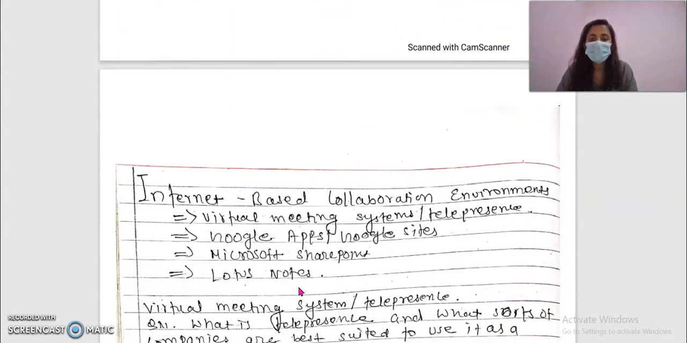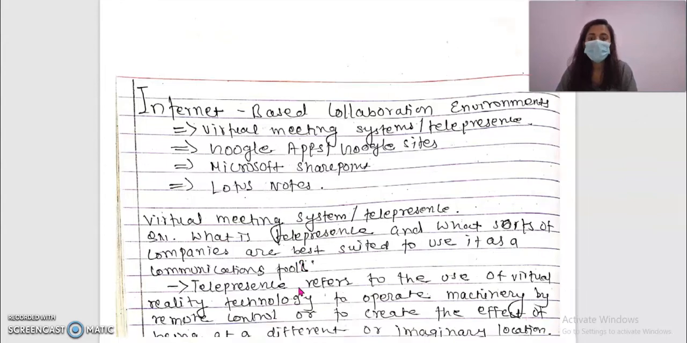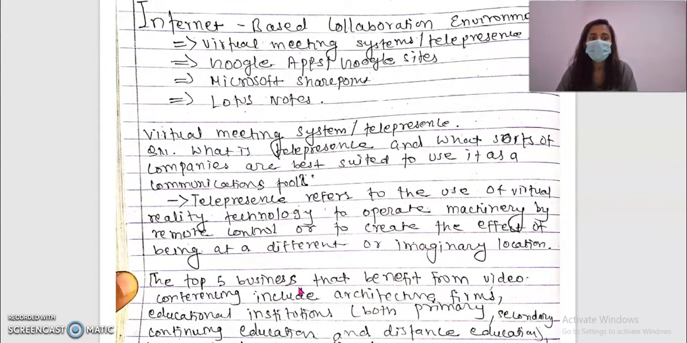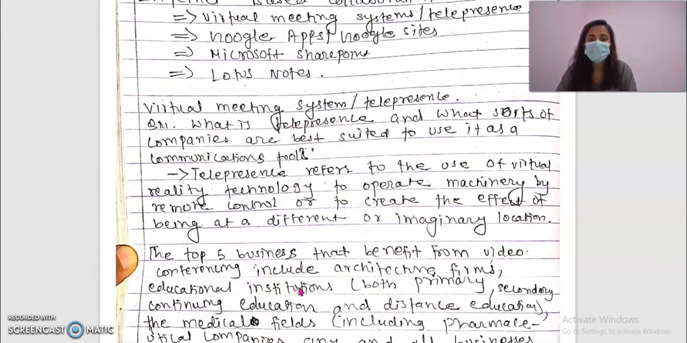And the next topic is internet-based collaborative environments. There are four internet-based collaborative environments. The first one is virtual meeting system or telepresence. Second one is Google Apps or Google Sites. Third one is Microsoft SharePoint. And fourth one is Lotus Notes. So see this explanation.